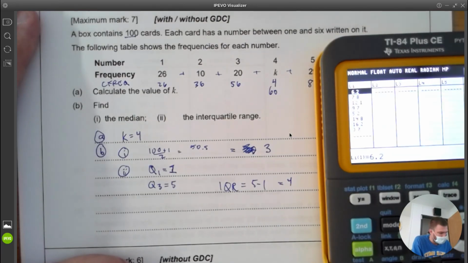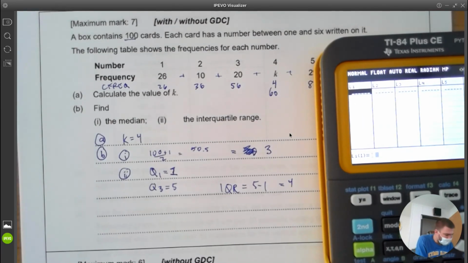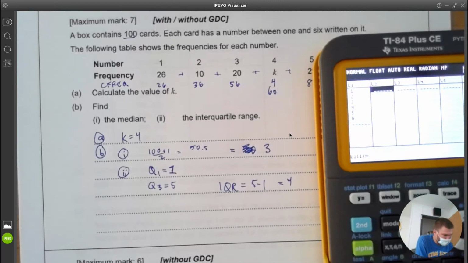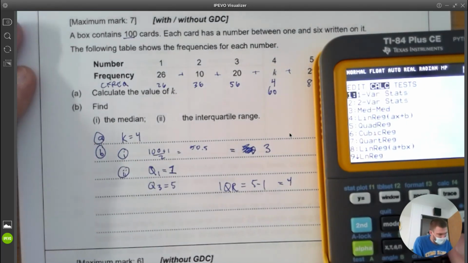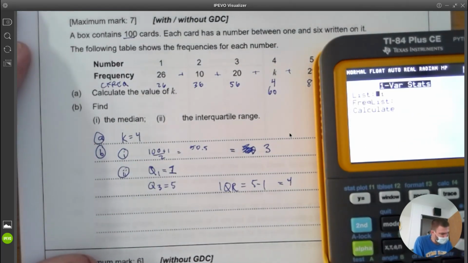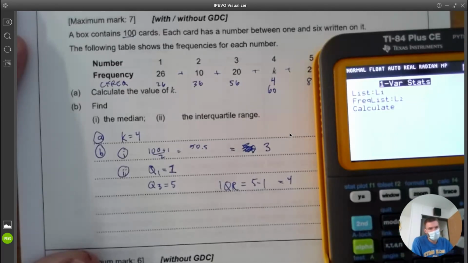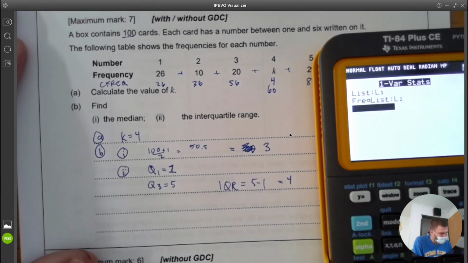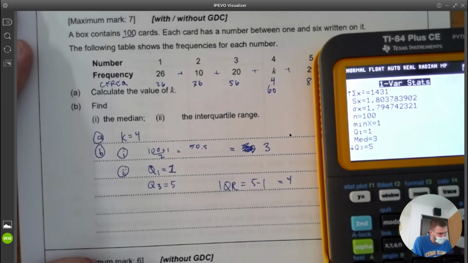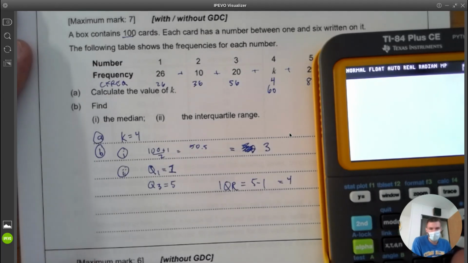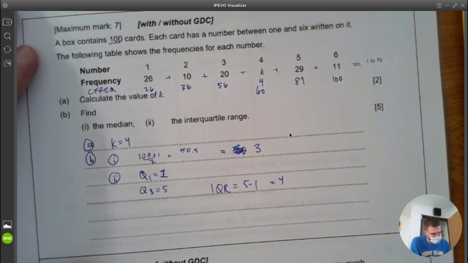Now let's see this happen in a calculator. 1, 2, 3, 4, 5, 6, 26, 10, 20, 4, 29, 11. Stat calculate, one variable statistic with the frequency being list 2. Make sure you know how to get this frequency in there. Calculate. Everything looks pretty good. 3, 1, 5. IQR is going to be 4. Awesome. Easy.